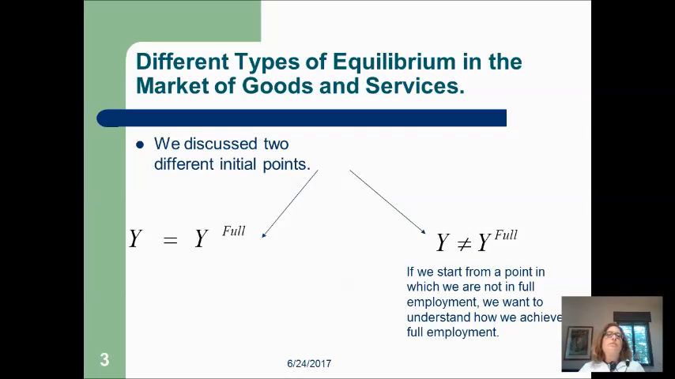Okay, so first, once we want to learn the theory, we have to understand that there are two different types of equilibrium in the markets of goods and services. We discussed two different initial points. We could either be at y equals y full, which is full employment, very desirable, this is what we want to achieve, or we can be in a situation where y is different than y full, which means the economy is not in full employment.